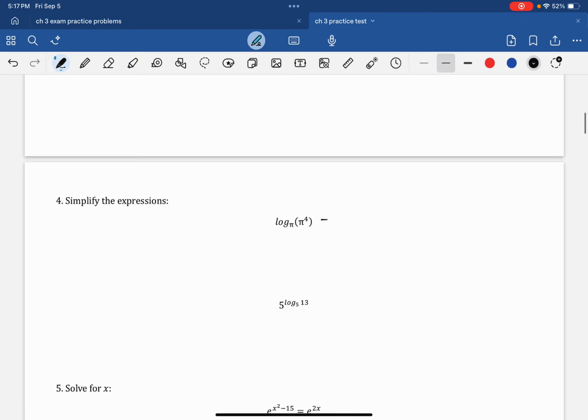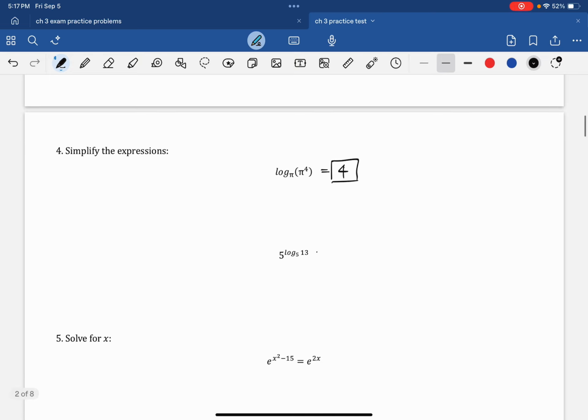Okay, simplify the expressions. This is 4 based on, again, the inverse property. And the second one is kind of the second inverse property that we learned about, right? First one is log base a of a to the x is x. The second one is a to the log base a of x is also equal to x, right? So this is a second application of the second one, so this is 13.